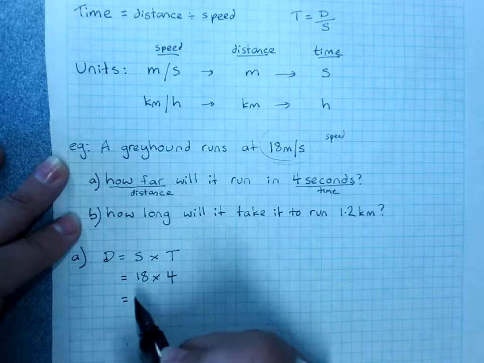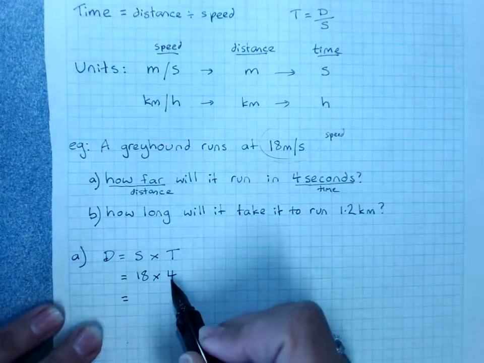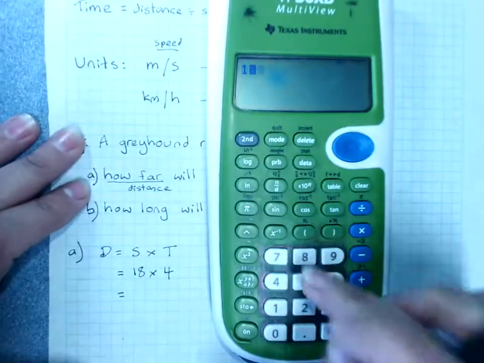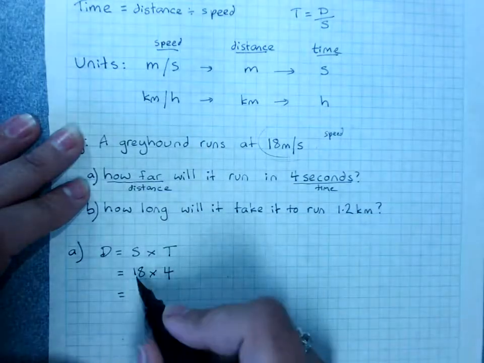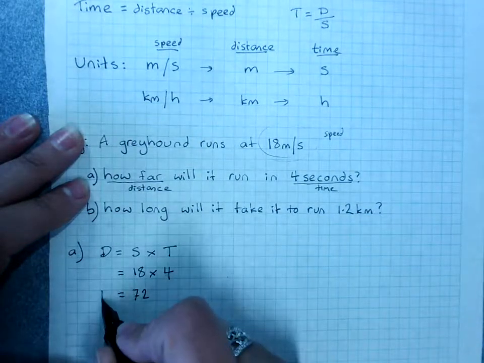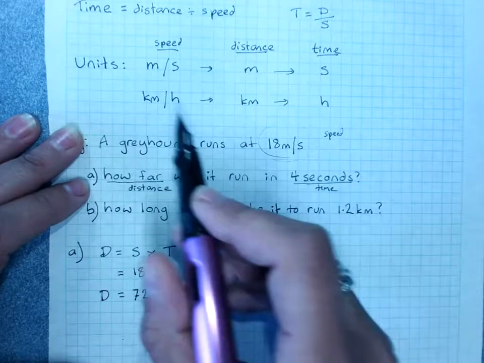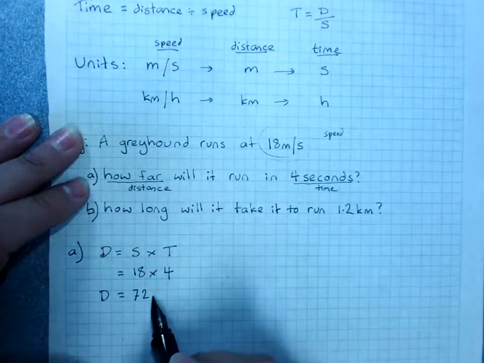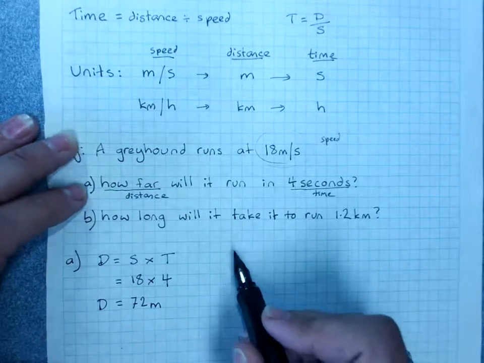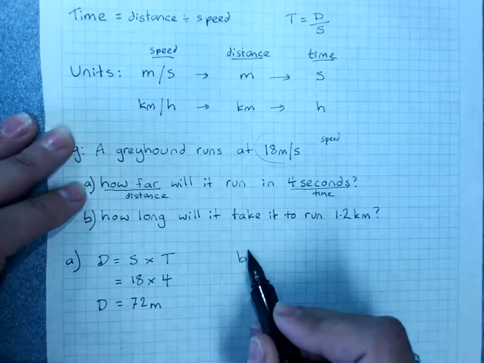And that makes sense. If you're going 18 meters per second for 4 seconds, you'll multiply. You grab your calculator, 18 times 4. It will go 72. And we check, because we had meters per second and seconds, our units will be meters. Now to do question B.